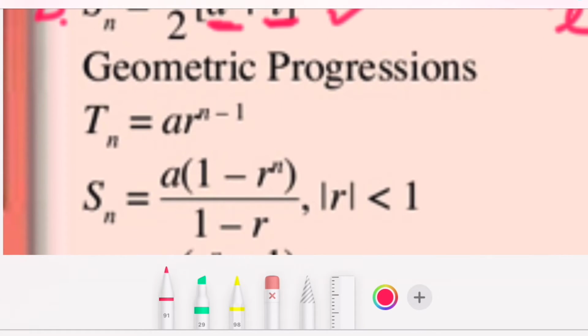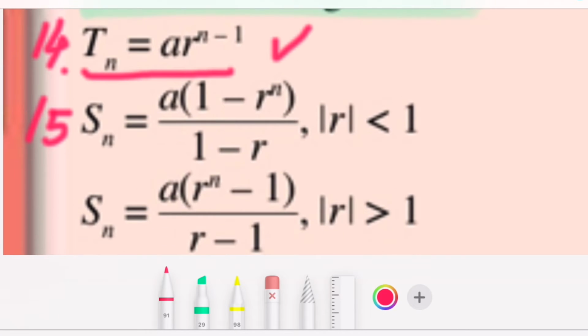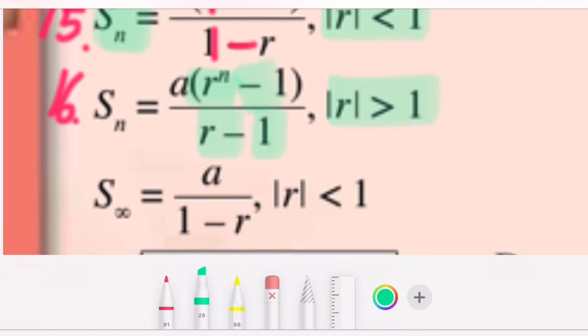Formula for geometric progression, number 14. For geometric progression, the nth term is Tn equals ar to the power n minus 1. For geometric progression, the sum of the first n terms depends on the magnitude of r. If r is less than 1, we will use 1 minus r. If r is more than 1, we will use r minus 1. So there is a difference between r more than 1 or r less than 1.